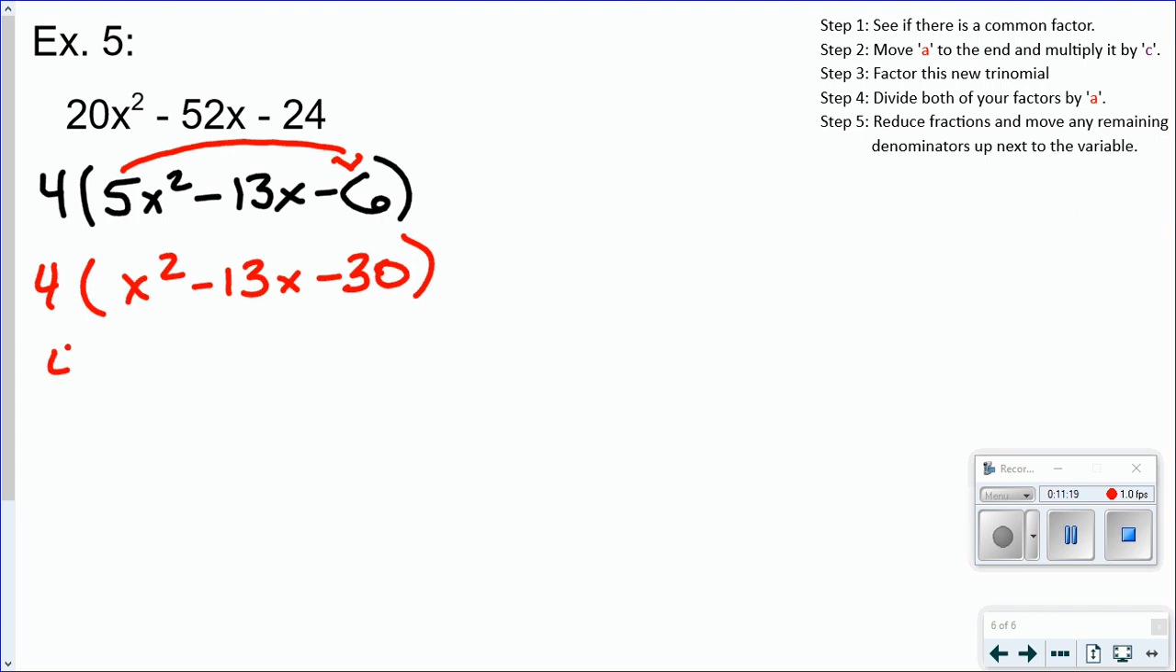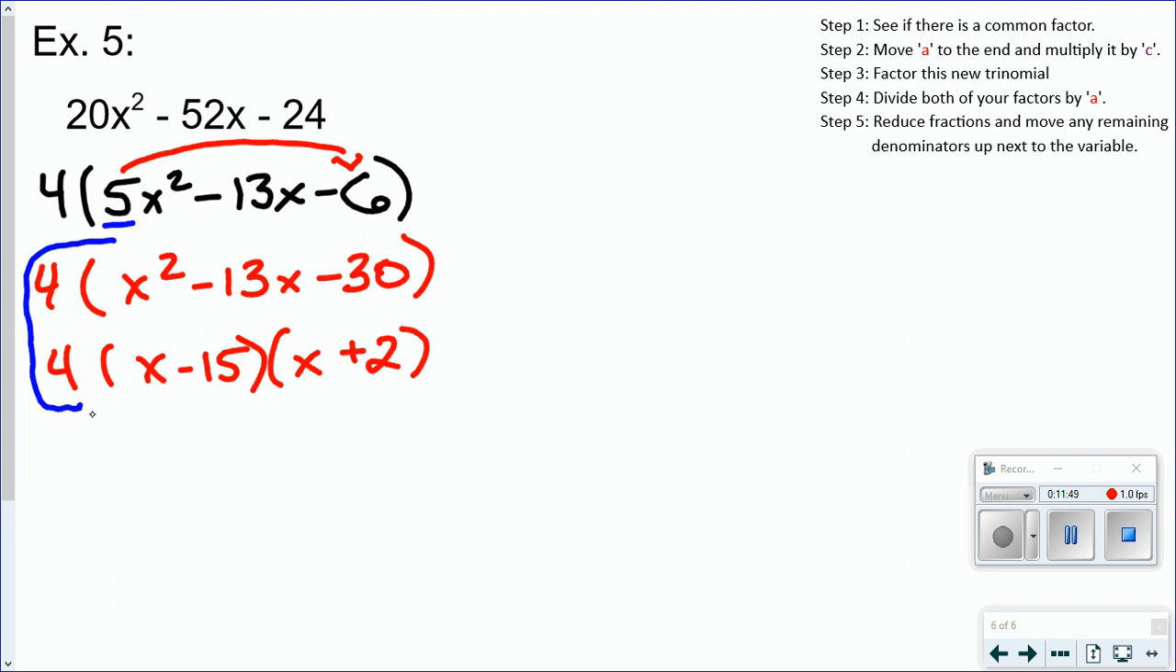So again, don't forget about the 4. Bring it along. So I have 4 times x minus 15 times x plus 2. Okay, now divide both of your factors by a. So here's our a value, right? So we're going to bring this down here. Divide by 5. Divide by 5.